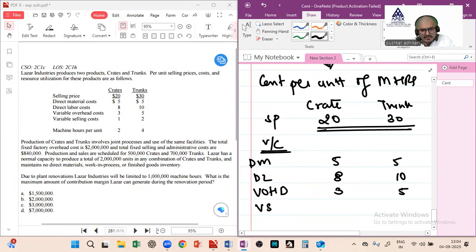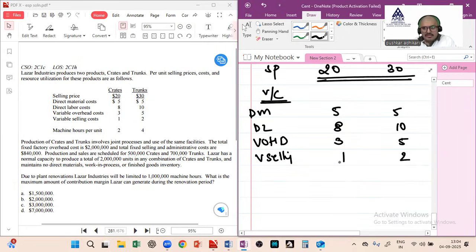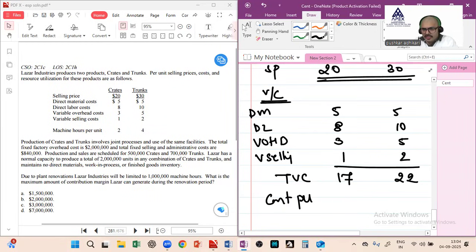And we have variable selling cost. That is 1 and 2. So what is my total variable cost here? My total variable cost here is 17. 10 plus 5, 15 plus 5, 20 plus 2, 22. So what is my contribution per unit? Contribution per unit is selling price 20 minus variable cost 17, 3. Selling price 30 minus variable cost 22, 8.